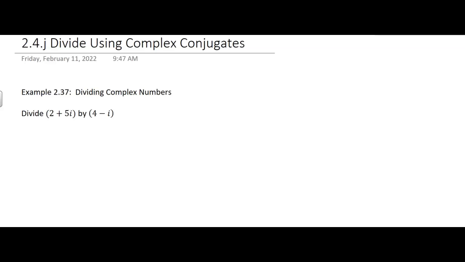So we did a division problem like 2 videos ago, but here's another one where we're dividing complex numbers. Okay, so the tricky part here says divide 2 plus 5i by 4 minus i. So how do you know which one goes where? Well, in this case, it's going to be 2 plus 5i in the numerator, and then we're dividing by 4 minus i. Okay, so I would put parentheses around this.